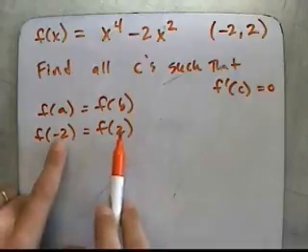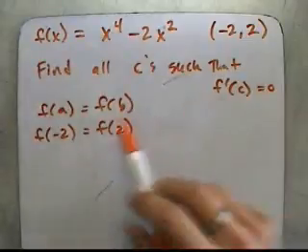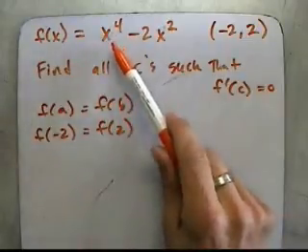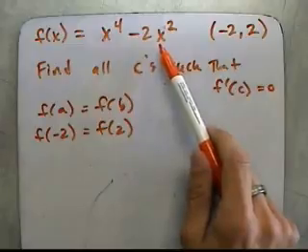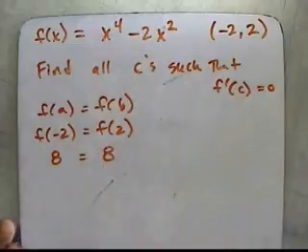Because this is an even function, it's going to keep it happy. So what do we get here? -2, so 16 minus 8 is 8. 8 equals 8. Is that right? I hope. Okay, so we got 8 equals 8. That just tells me that they're at the same height, and the height of them is 8. At 2 and at -2, the height is 8.